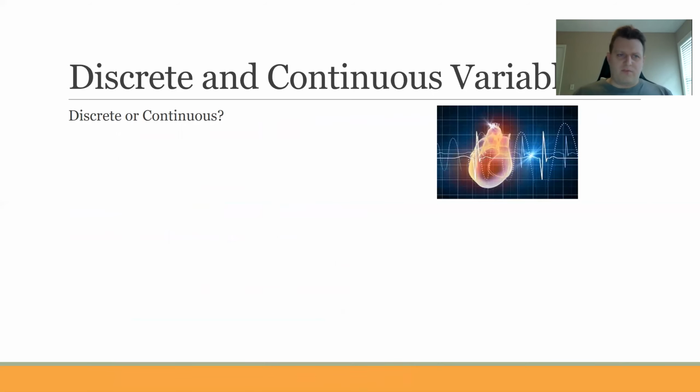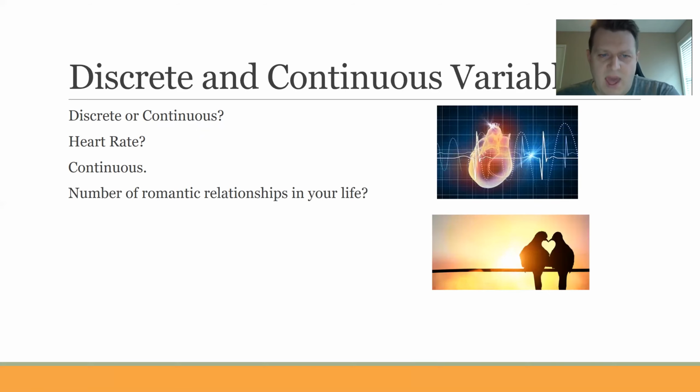All right, let's do a little bit of review. So I'm going to tell you something, and I'm going to ask you if it's discrete or continuous. Heart rate, discrete or continuous? This is a continuous variable. We can get beats per minute, but we could break it down and get a little bit more fine-tuned than that. The number of romantic relationships in your life. Sure, you might think that Frank should only count as a quarter of a relationship, but you really can't do that. Number of romantic relationships in your life is a discrete variable.